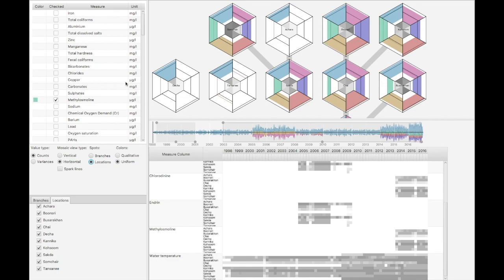The left side of the interface shows the different chemicals, by default ordered by high variances. The selected measures will always update the remaining views. The tool can distinguish and filter by location and river branches.